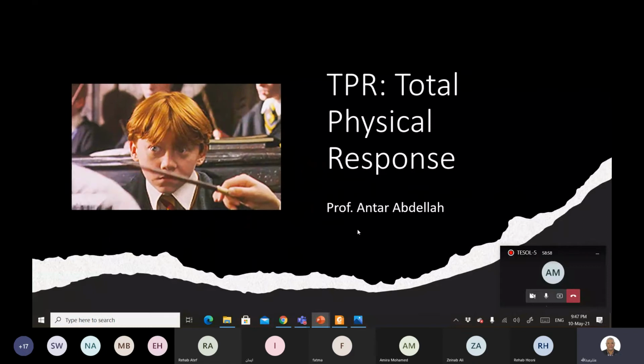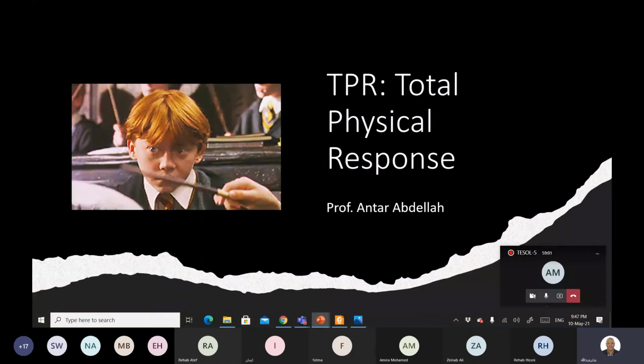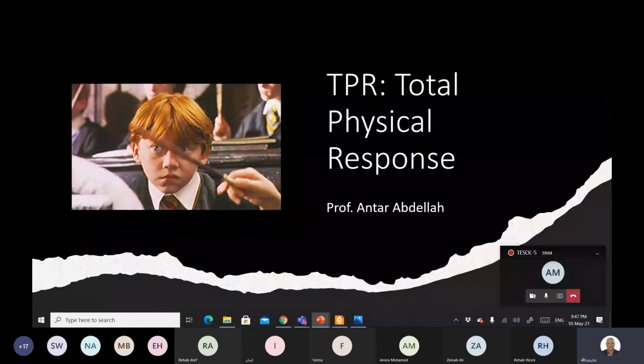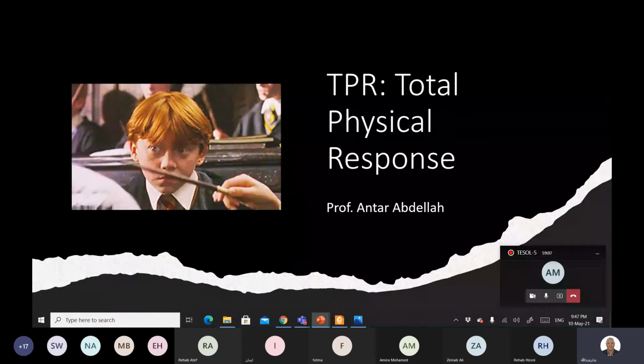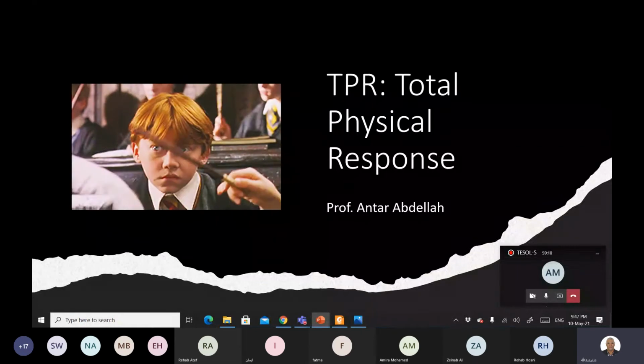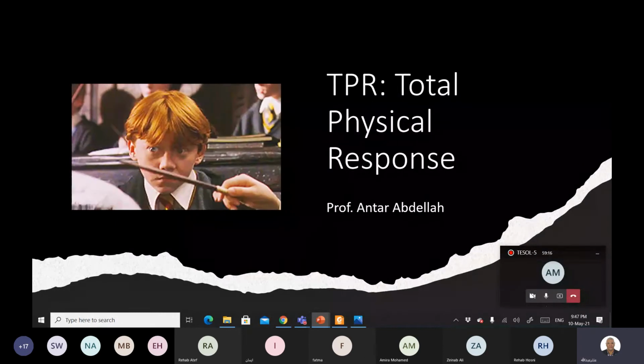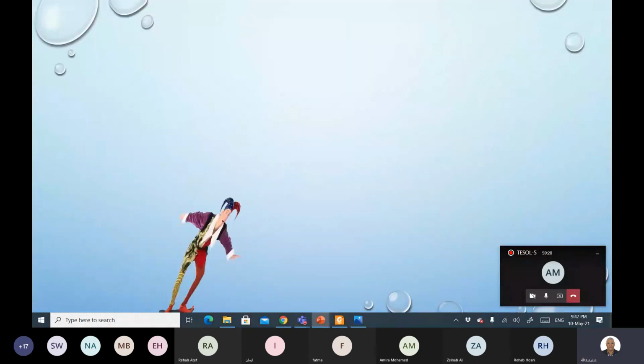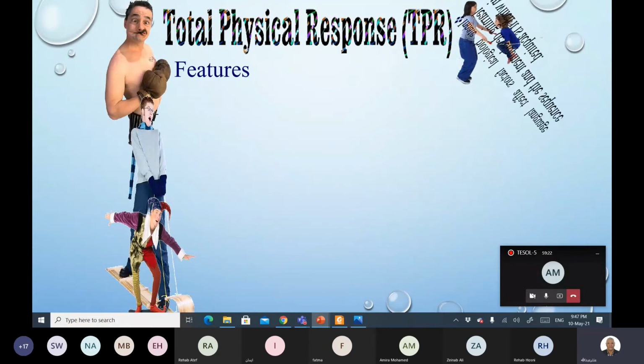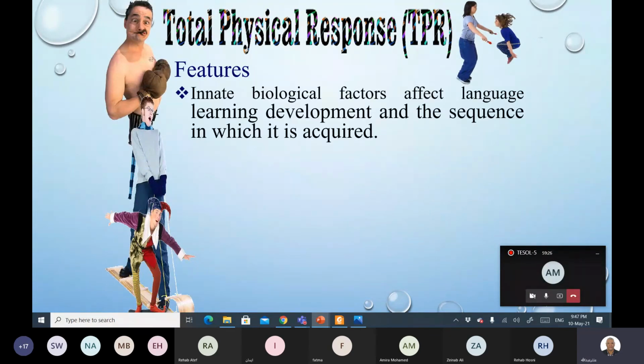Okay, so we look at the TPR, or the total physical response, by also looking at what is language for them, what is the theory of language and the theory of language learning, what are the advantages and the disadvantages, and we have a video clip to look at and to watch and to comment on. We look at the features. Total physical response, or TPR, from its name, it is mainly about the physical response. So the students will be responding with their own bodies or with their own actions rather than with the oral language or the verbal language.